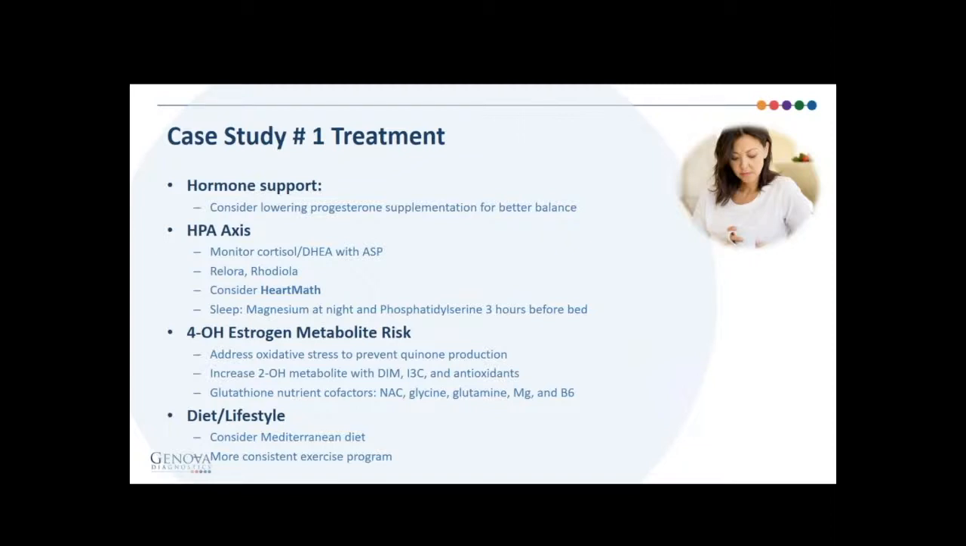And they need to be able to sleep. So you think about magnesium at night, phosphatidylserine 3 hours before bed. You think about the 4-hydroxyestrogen risk that we talked about. Address oxidative stress to prevent the 3,4-quinone production. Increase the 2-hydroxy phase 1 metabolite with DIM, I3C, and antioxidants. And remember the glutathione cofactors: N-acetylcysteine, glycine, glutamine, magnesium, B6. Liposomal glutathione is often utilized.